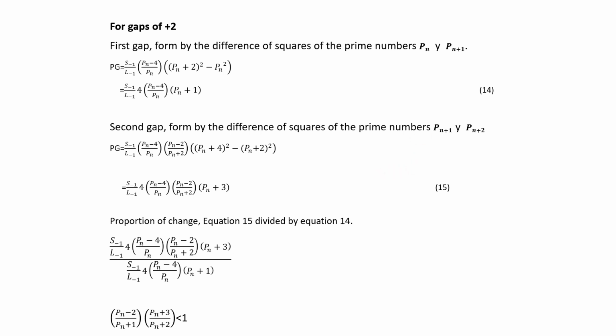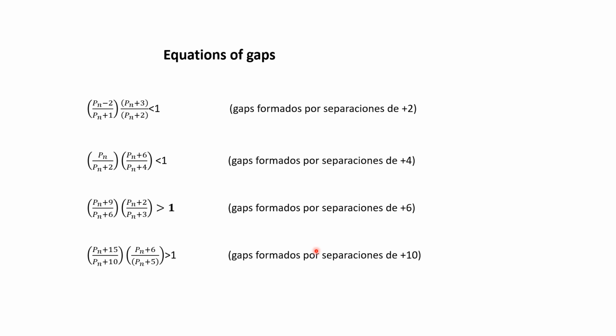Let's continue. We do the same process for the gaps of +4, +6, and +10. We can do +8, I didn't do it, but if we do the same process, you can see that there is an inflection point between the +4 and +6. Gaps of +4 always decrease the proportion of empty boxes per gap length, if we have consecutive gaps of +4 all the time. And in gaps of +6, we get an increase, so there is an inflection point here.